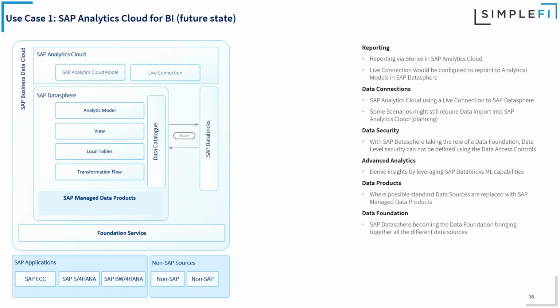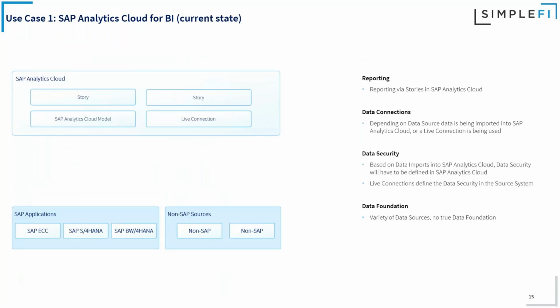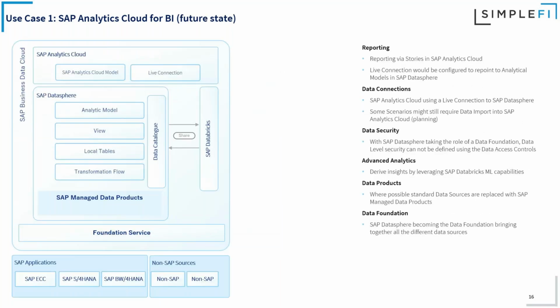So again, it looks like perhaps lots of major differences between the before, where we only have SAC, and the after, where we're bringing in Datasphere as well as Databricks as part of a Business Data Cloud system. But keep in mind that this doesn't have to happen all at the same time. You can start adding Datasphere to the picture, working on your SAP data products, working on your analytical models, perhaps introducing the data catalog for data discovery workflows, and then over time adding SAP Databricks. It's not like everything has to happen at the same time.